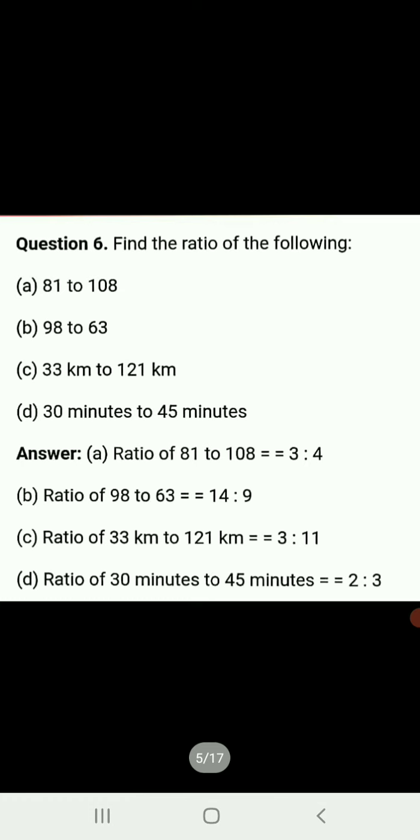Question 6. Find the ratio of the following. You should find the ratio. 81 to 108.